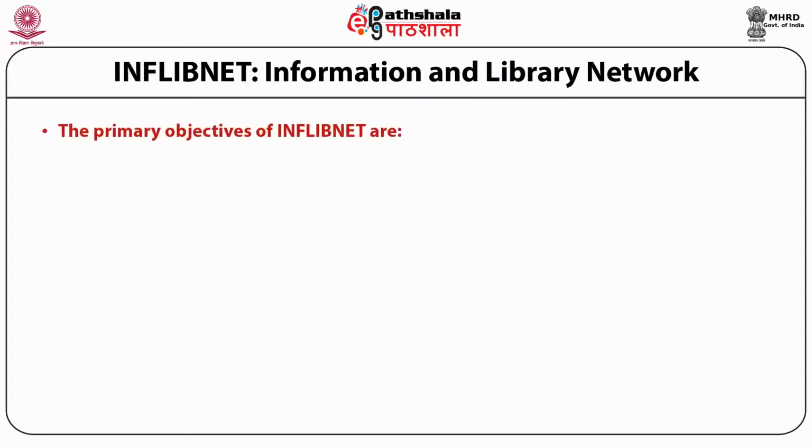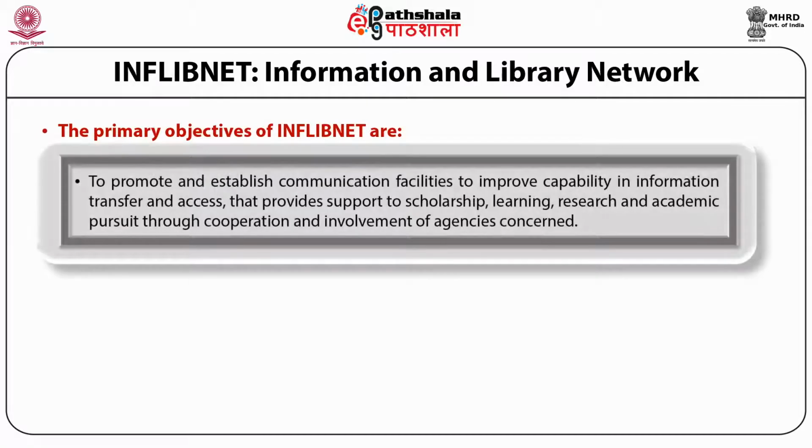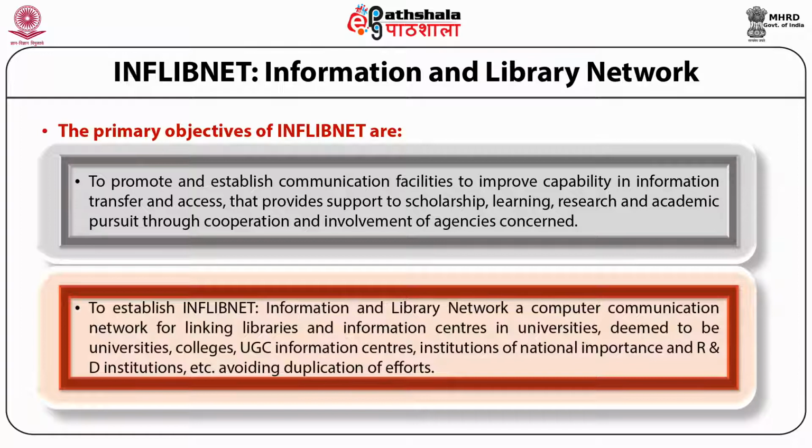The primary objectives of INFLIBNET are: firstly, to promote and establish communication facilities to improve capability in information transfer and access that provide support to scholarship, learning, research, and academic pursuits through cooperation and involvement of agencies concerned. And secondly, to establish INFLIBNET, that is Information and Library Network, a computer communication network for linking libraries and information centers in the academic sector.